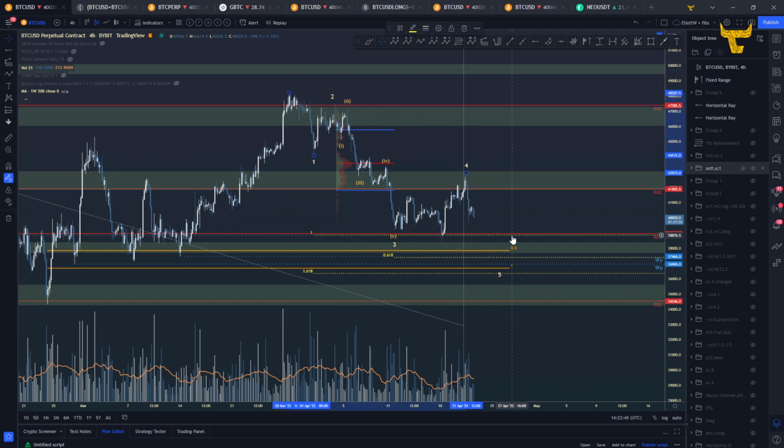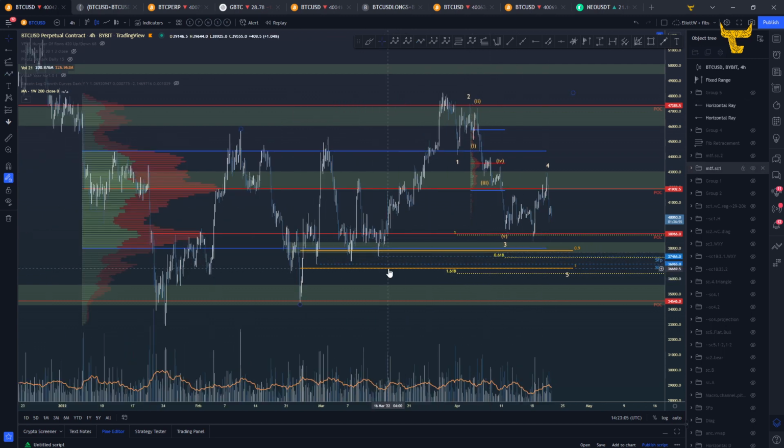Now to target, what are they? We have the 1-1 extension here. Well, we should expect a lower low, so at least a 0.618, I will say. Seeing the potential liquidity below these lows, I would be looking for about 36, 37 here.